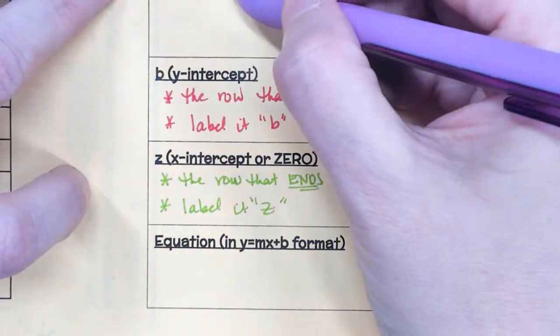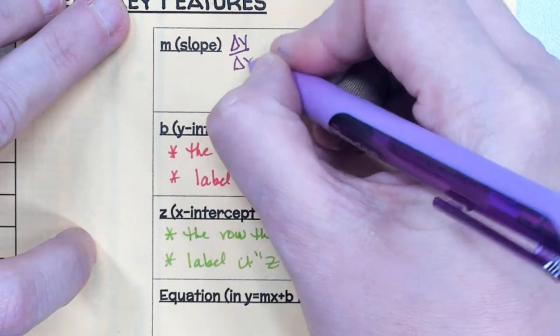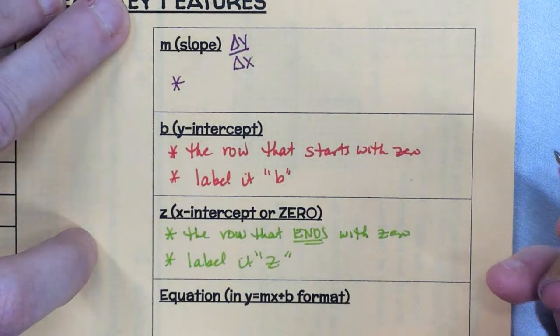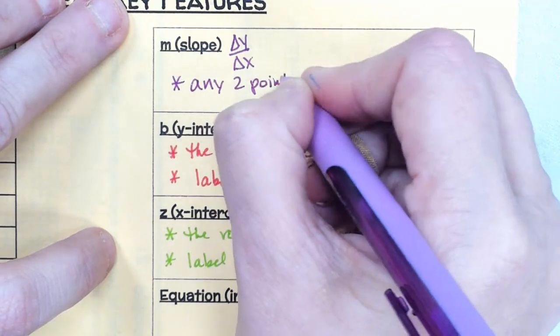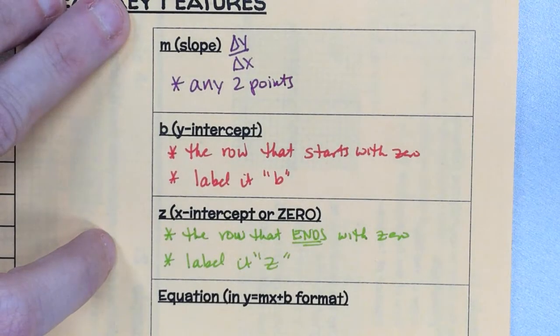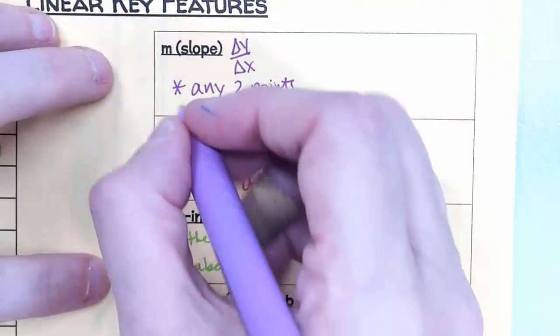Okay. Now we're going to look at slope. So slope is going to be delta y over delta x. First of all, I can use any two points. Just like we talked about with the table and the graph, I can use any two points I want to. They don't have to be right next to each other. I just need to use two points.